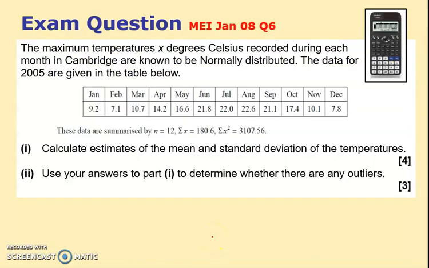So, new question. It says the maximum temperatures recorded during each month in Cambridge are known to be normally distributed. The data for 2005 are given below. Okay, then, so we've got these numbers. What does it want us to do? Calculate estimates of the mean. Okay, so we can easily type those into a calculator. So I'm going to quickly do it actually.